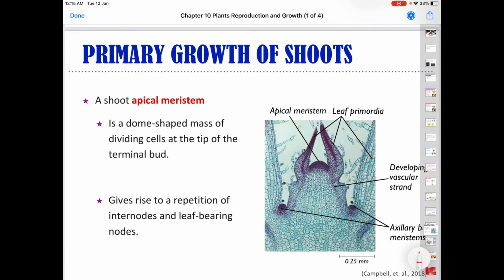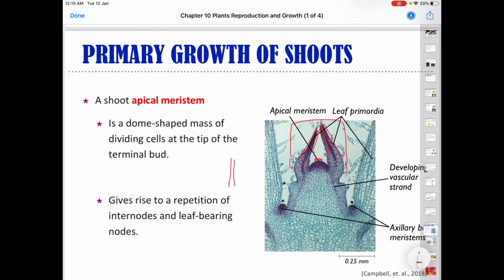This is the primary growth of shoots. This is the apical meristem in shoots. Later this will form the leaf primordia, which will form the leaf. So this is the early structure of the leaf before it forms into a complete leaf. A shoot apical meristem is a dome-shaped mass of dividing cells at the tip of the terminal bud. This will give rise to a repetition of internodes and leaf-bearing nodes.